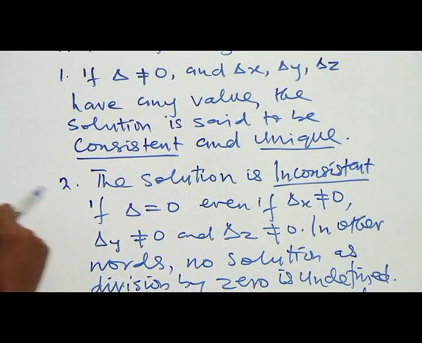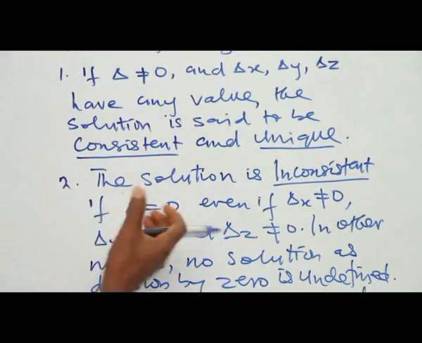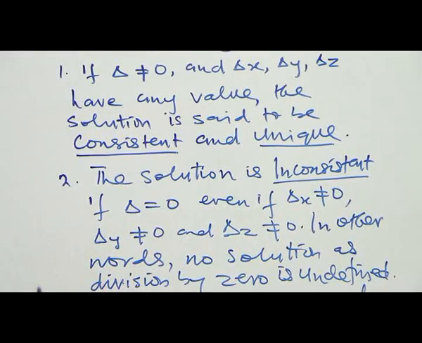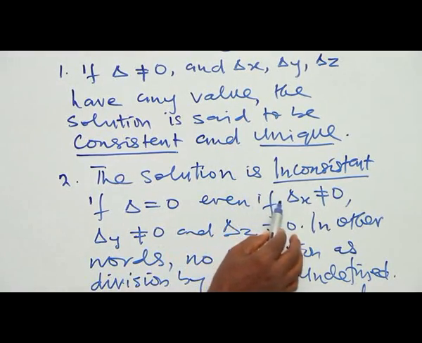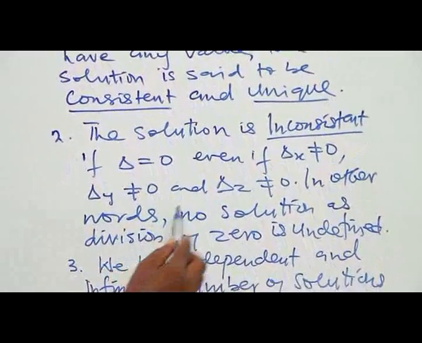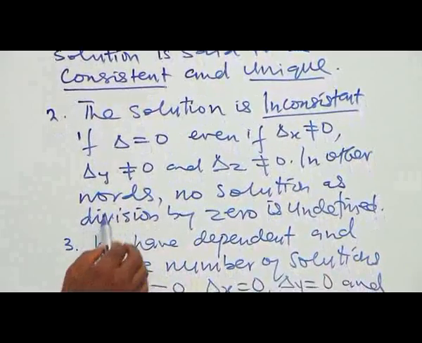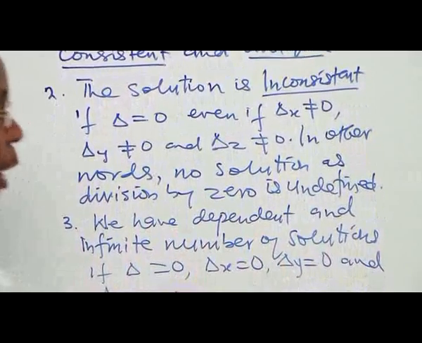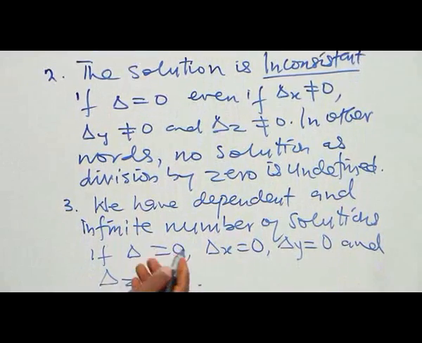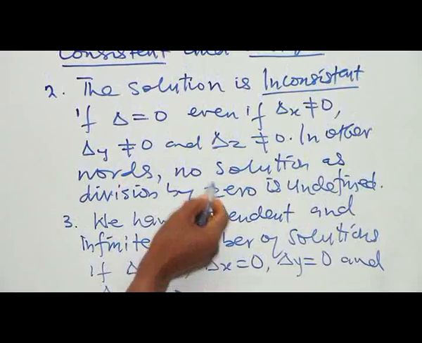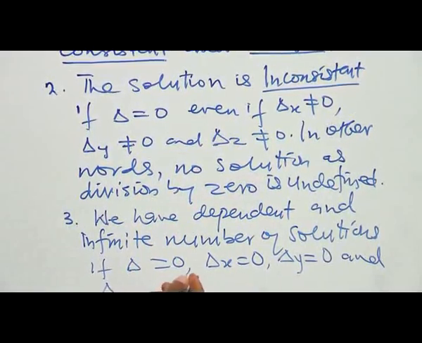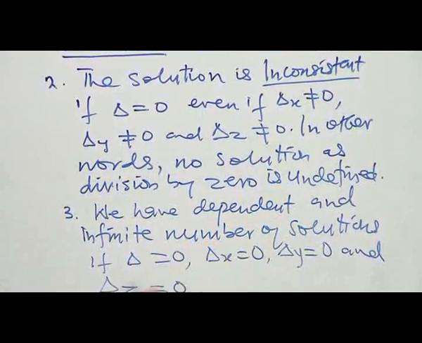That is number 1. Number 2, the solution is inconsistent if the determinant is equal to 0, even if the other variables are not equal to 0. In other words, no solution, as division by 0 is undefined. We all have said this before. We must have observed this in our normal classroom situation. Division by 0 is undefined. At the higher level of mathematics, they will tell you it is infinity.